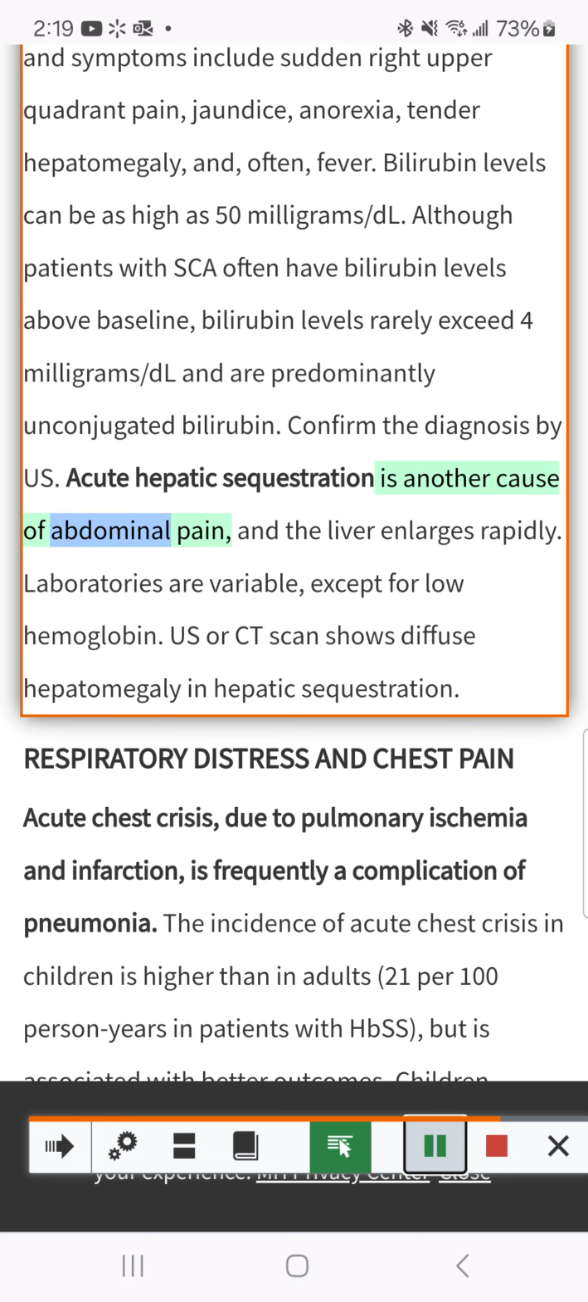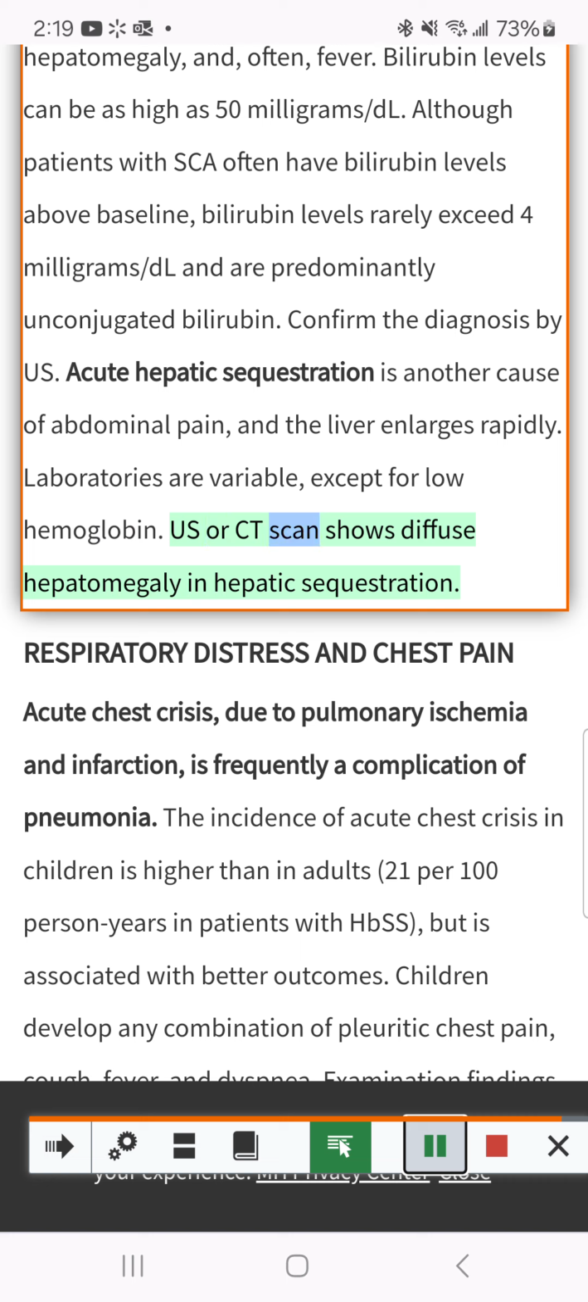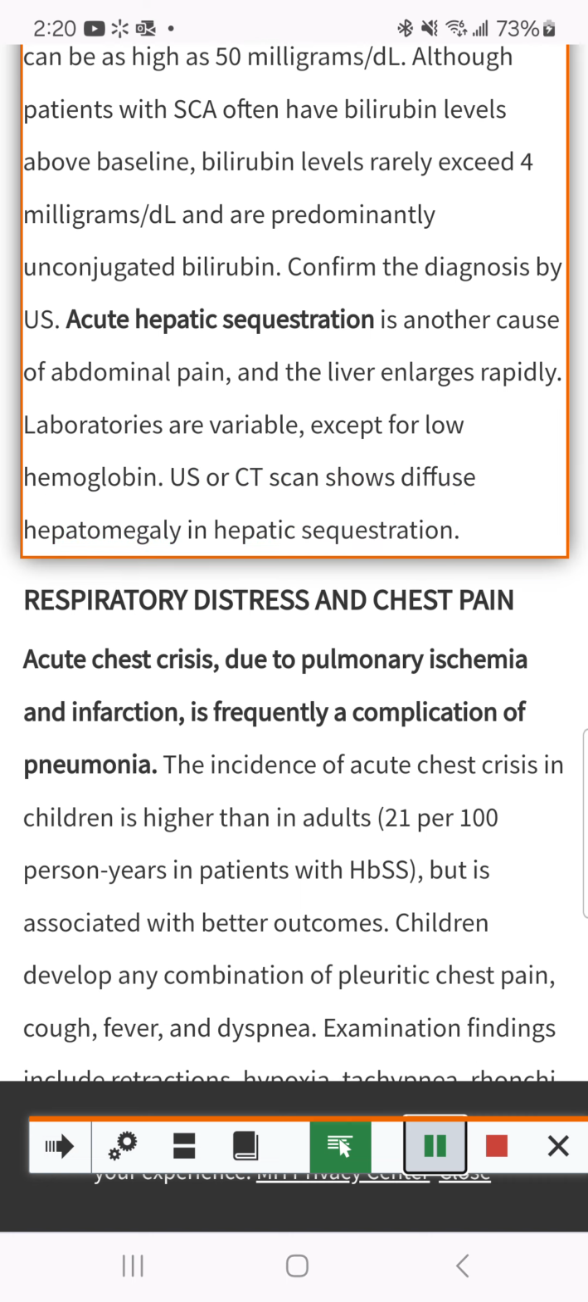Acute hepatic sequestration is another cause of abdominal pain, and the liver enlarges rapidly. Laboratories are variable, except for low hemoglobin. US or CT scan shows diffuse hepatomegaly in hepatic sequestration.